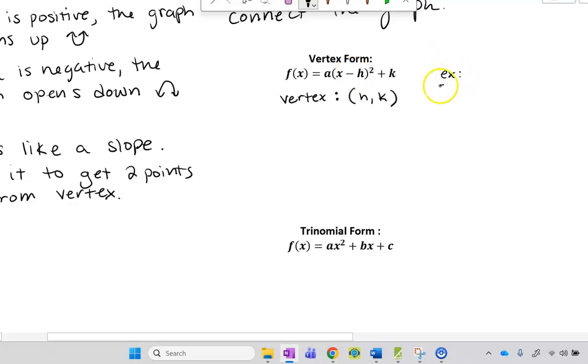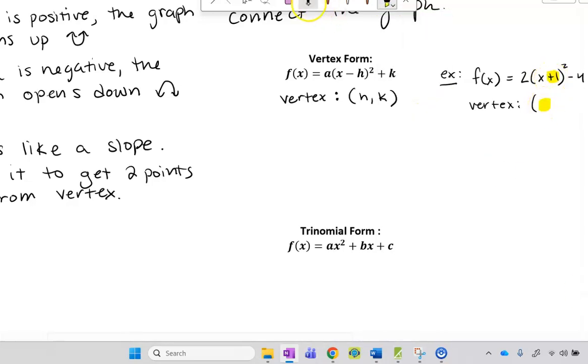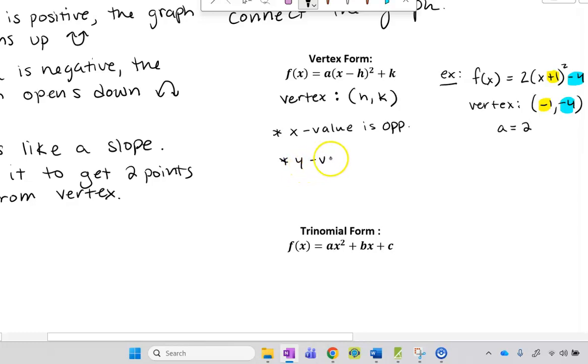So a quick example would be if I had a function like this, the vertex is going to be: change the sign for your x value, so -1, but keep the sign for your y value, so -4. So that's one example of a vertex form equation and how I would find my vertex for it. And by the way, in this scenario, a would be 2. If it helps, make a note to yourself that the x value is the opposite sign and the y value is the same sign.